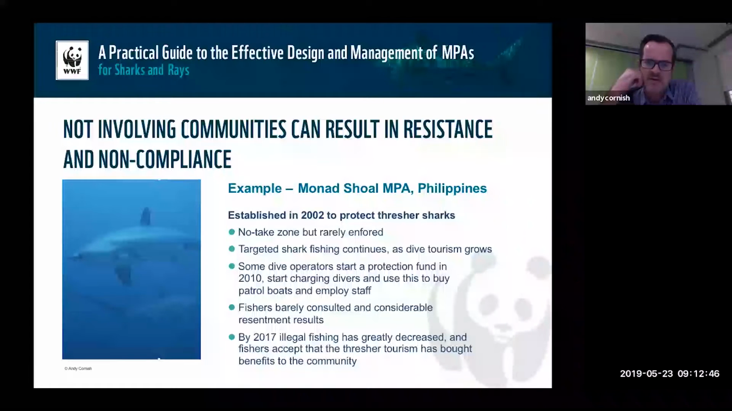And I remember seeing a video from a friend diving at this place. Actually, one of the thresher sharks was caught right in front of his eyes and brought back up to the boat. So some serious conflicts between users there. Some of the dive operators understandably got fed up with the situation and they took matters into their own hands. They started charging tourists a small fee and very effectively they started buying patrol boats and employing ex-fishermen as staff and they started enforcing the no-take zone, but they barely consulted with the fishermen.